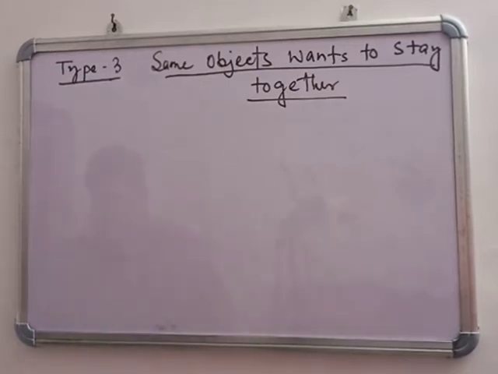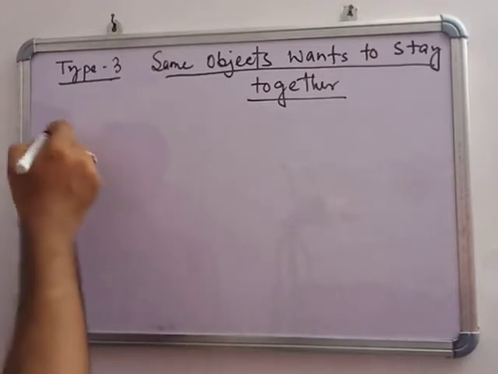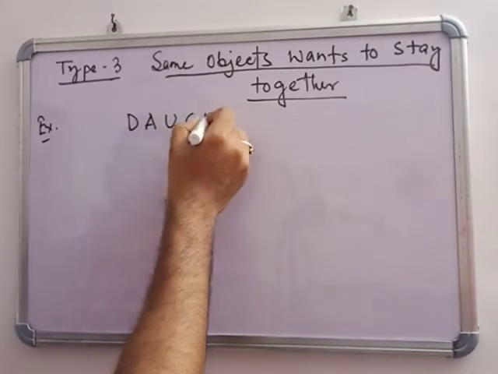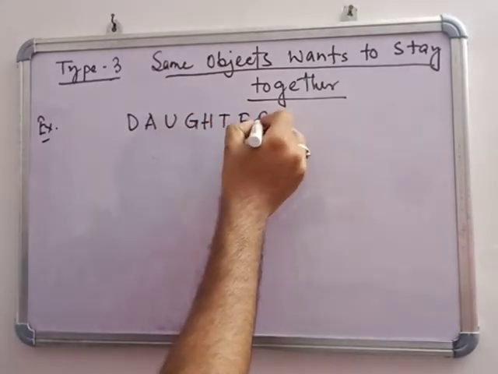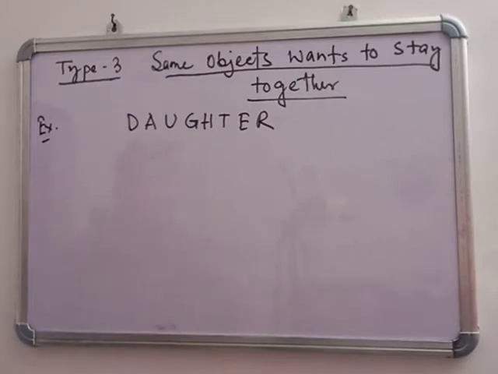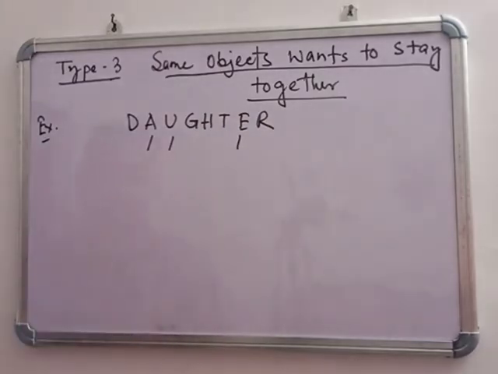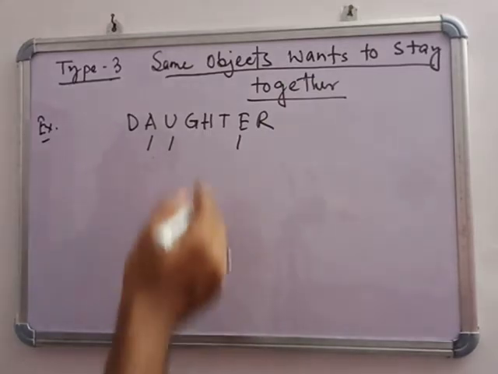See, for example 1, the word DAUGHTER. How many vowels are there? A, U, E. So 3 vowels are there. The conditions given: find the number of 8 letter arrangements that can be made of the letters of DAUGHTER so that 1, all vowels occur together, or 2, all vowels do not occur together. Firstly, you have to find when all vowels occur together.